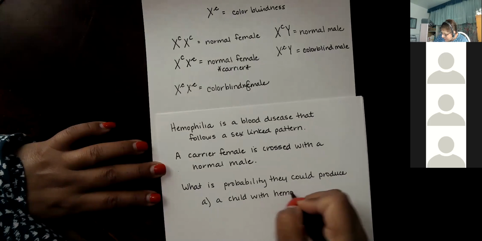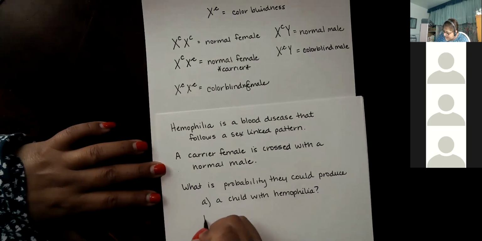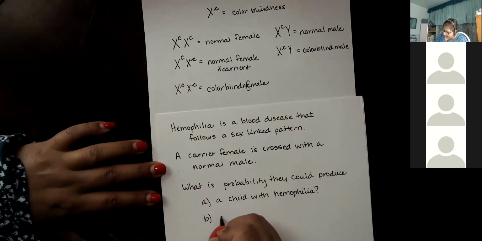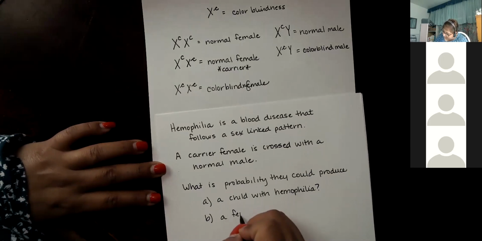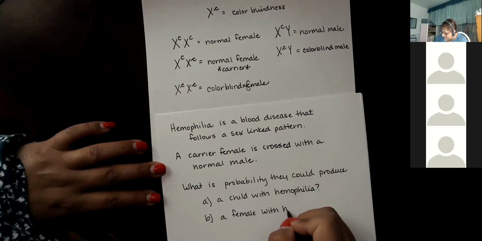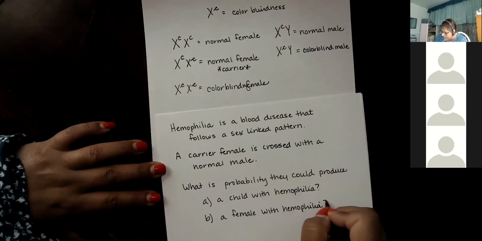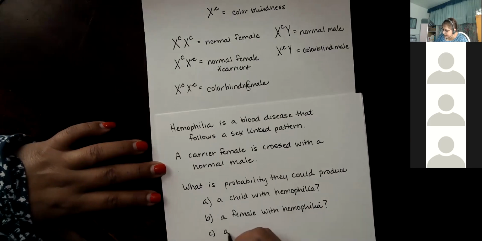And then I'm going to complicate this a little bit. What are the chances they could produce a female with hemophilia? What are the chances they could produce a male with hemophilia?